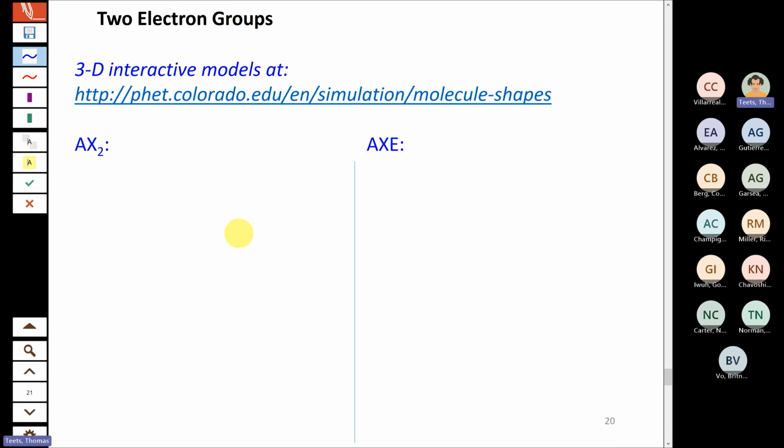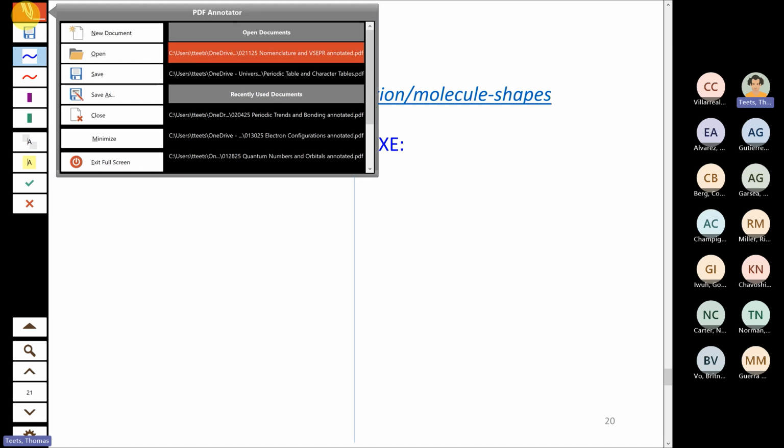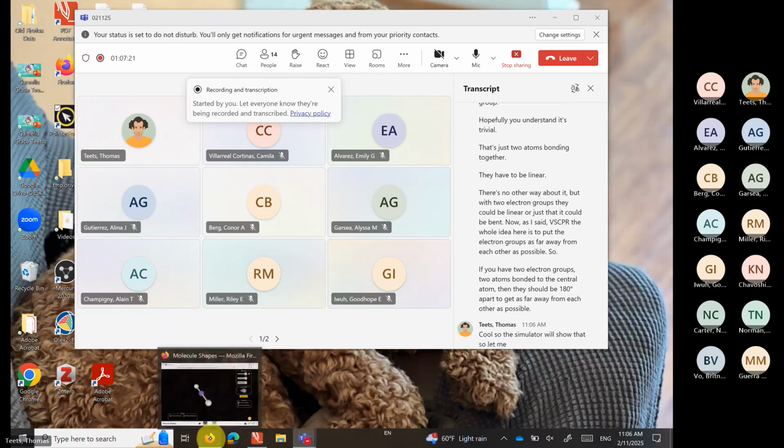Now, as we've said, VSEPR, the whole idea here is to put the electron groups as far away from each other as possible. So if you have 2 electron groups, 2 atoms bonded to the center atom, then they should be 180 degrees apart to get as far away from each other as possible. So the simulator will show that. So let me go to that real quick.